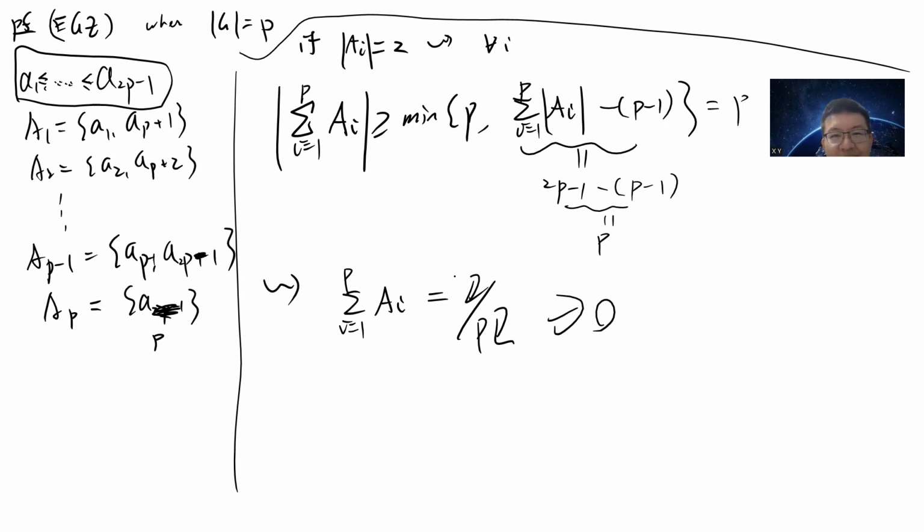Okay. And so if all these A_i are different, let's say A1 has 2 elements, A2 has 2 different elements, then it must be true. Okay. So we prove the simple case. We prove one case, right?